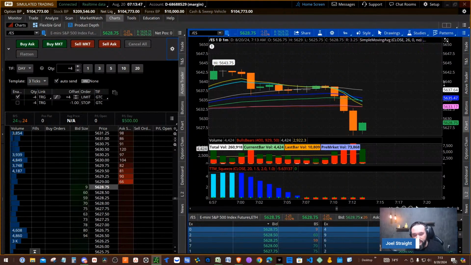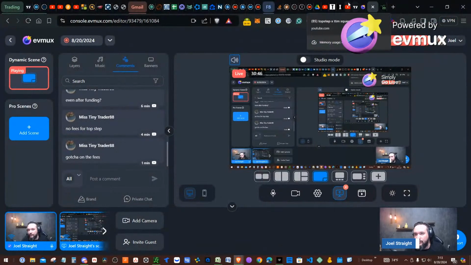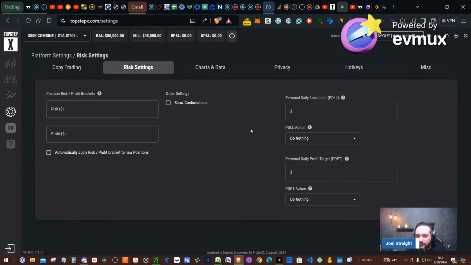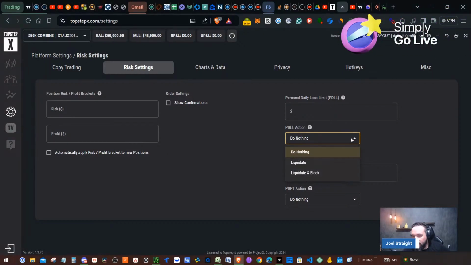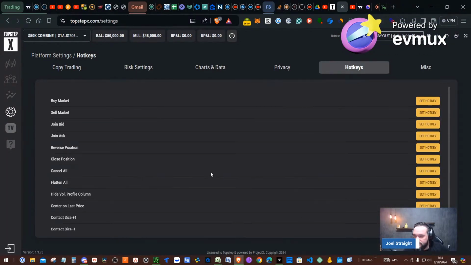They also have something inside of TopstepX as well that I'll show you, which I think is pretty cool. If you go to the settings chart, you can actually put a daily loss limit. And what this will do is that if you go past this, it'll just block you out. You can make it automatically liquidate you and block you from trading for the rest of the trading day, so that you protect yourself from yourself, which I think is crazy awesome. I think that's so cool. Nice hotkeys. Okay, cool.